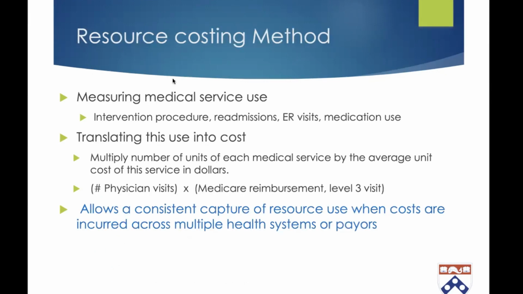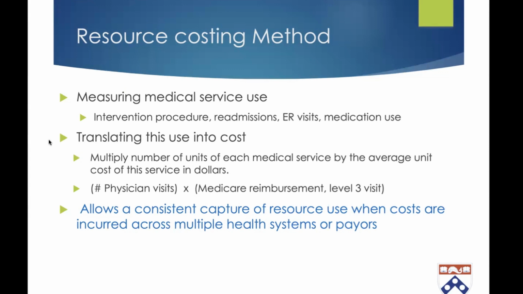With the resource use costing method, again, you're tracking medical service use. So when your CRFs are going forward, you just say, okay, for your intervention procedure, here's an average cost. Readmission, you track that. ER visits, medication use: you don't get the bills, you don't get the receipts, you don't get the hospital billing statement for them. You just say there was an ER visit, it was level 5, they got these tests, and you just record the service use. How many times do they go to urgent care for a UTI?